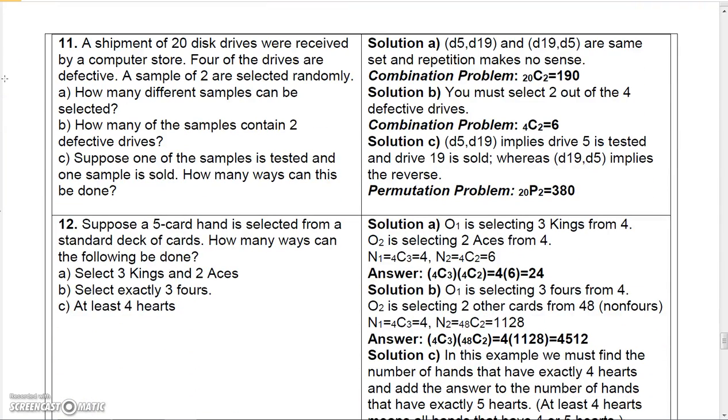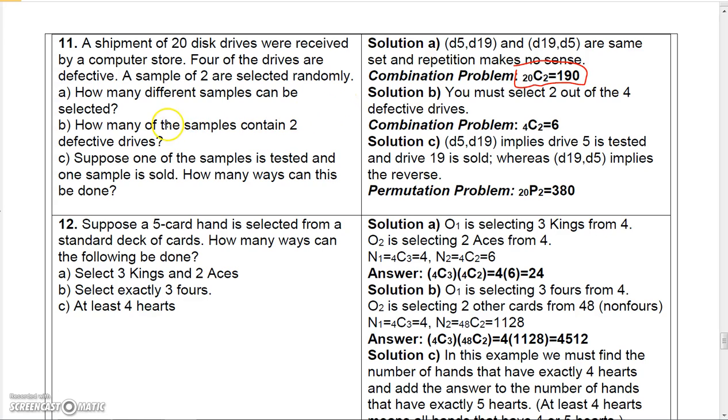All right, now a couple more here. A shipment of 20 disk drives were received from a computer store. 4 of the drives are defective. A sample of 2 are selected randomly. How many different samples can be selected? Well, repetition makes no sense and order doesn't matter, so that would just be 20 choose 2, which is 190.